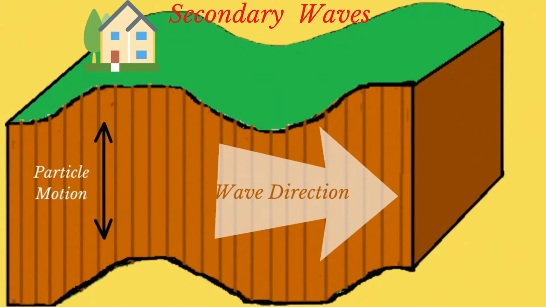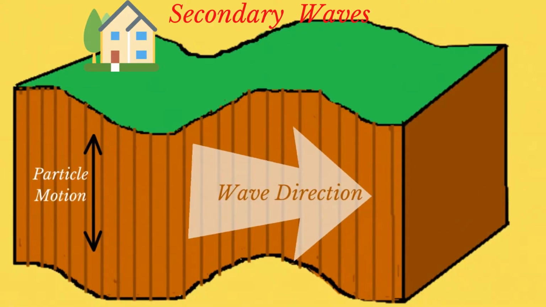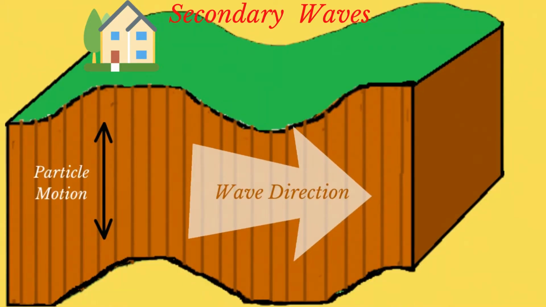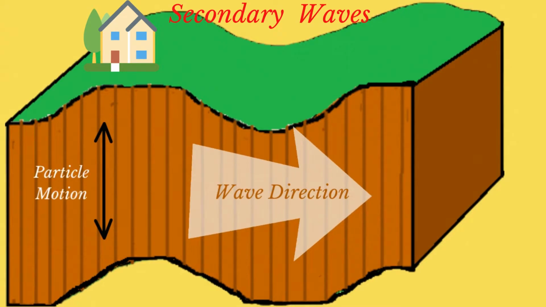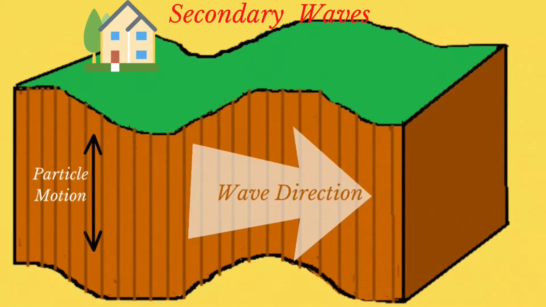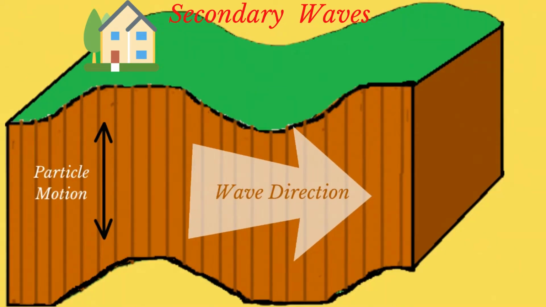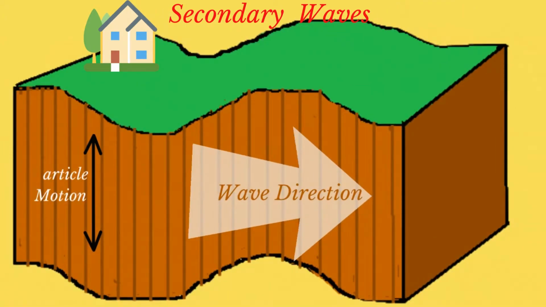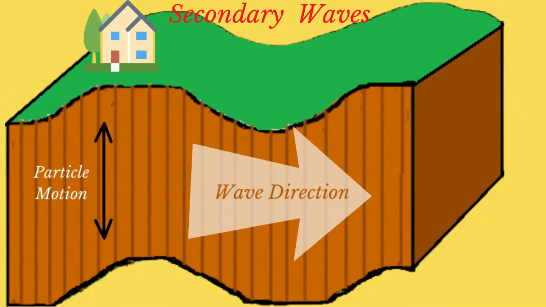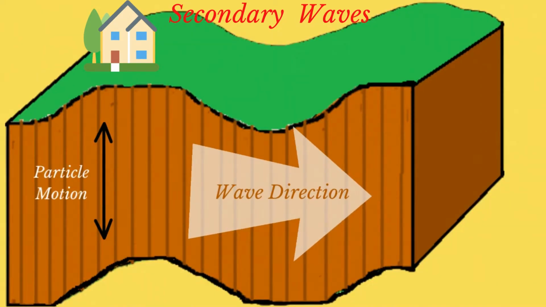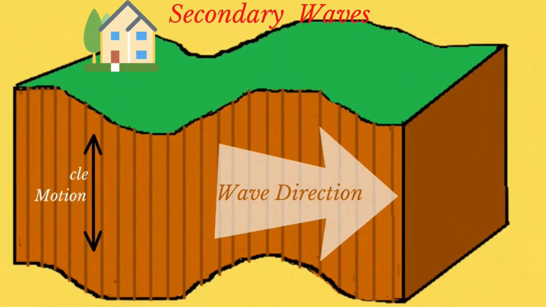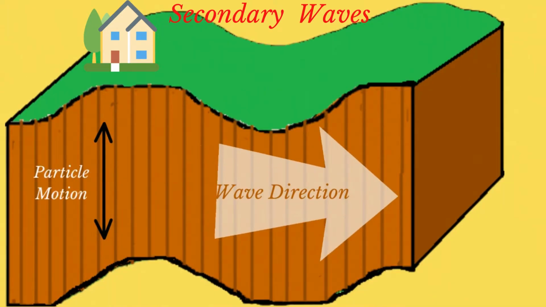The speeds of S waves are typically around 60% of the P waves. The S also indicates that the wave involves shear stress. Since fluids such as liquid and gas do not support shear stresses, S waves can only travel through solid materials.